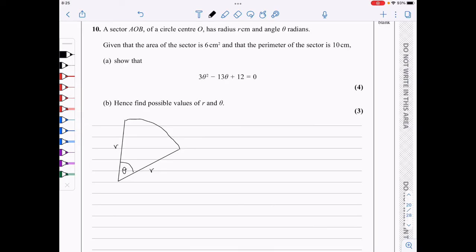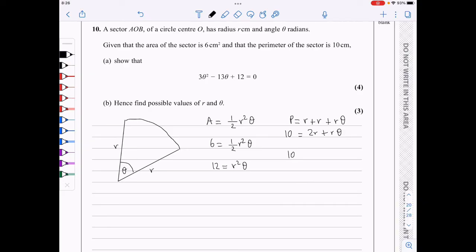We know that since the angle is measured in radians, the area is given by a half r squared theta. So 6 is a half r squared theta, which leads to 12 is r squared theta. On the other hand, the perimeter is 10. Well, the perimeter is the 2 radii plus the length of the arc, which is given by r theta, since theta is in radians. So 10 is 2r plus r theta.